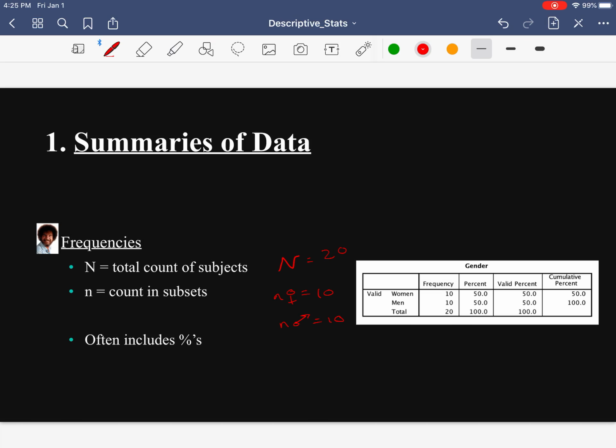Well, this is pretty important information. If I'm looking at a study, I want to know how many people were in their sample. What were those samples broken down into, right? Sometimes, as this table shows us, you might see a percent. So we can see that the subset, the small n of men, made up 50% of all. That can be useful too.